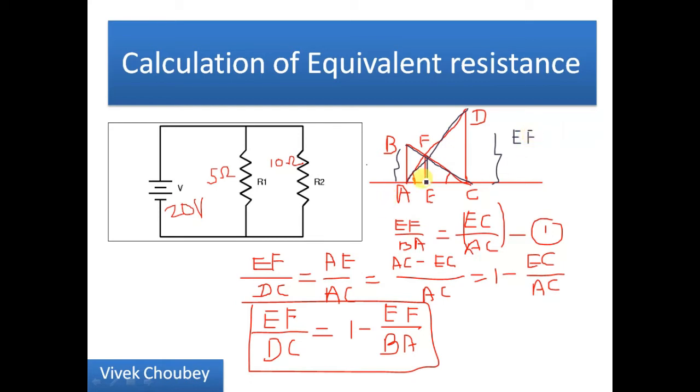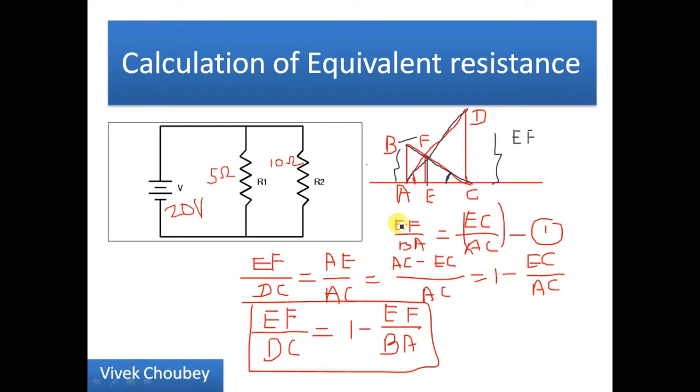So first of all, there are two triangles. Here we have two triangles, that is triangle BCA and EFC, right? We have these two triangles, and both of them are lying at the same angle. Okay, so we can say that both are similar triangles.